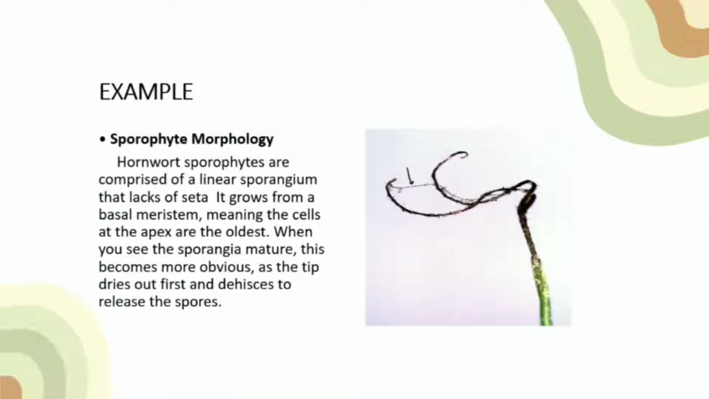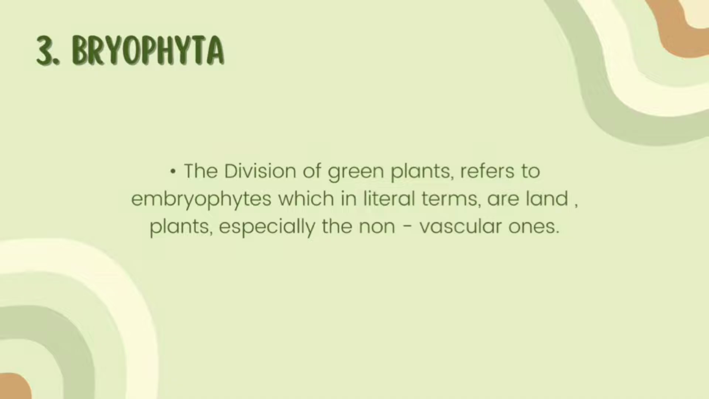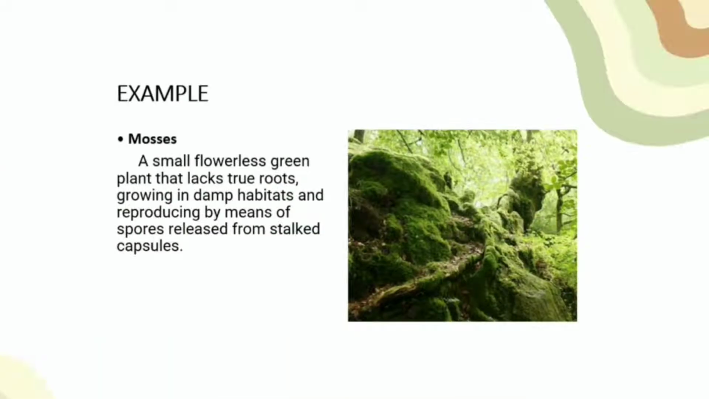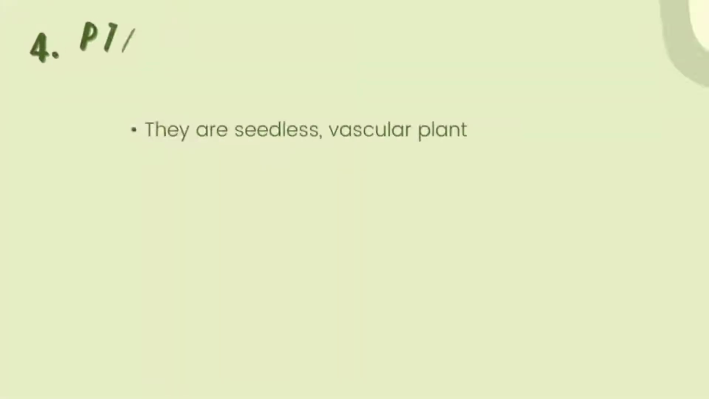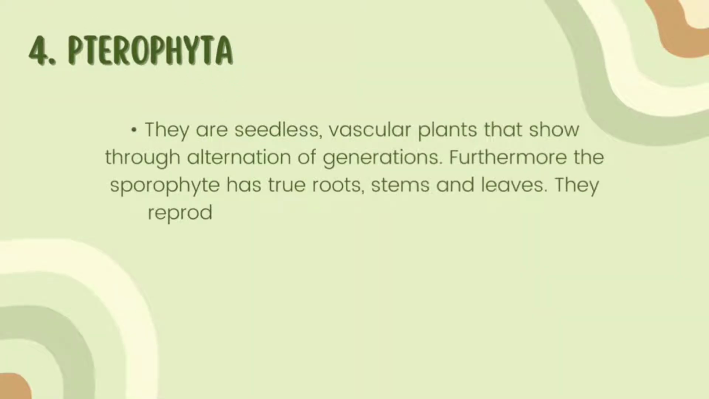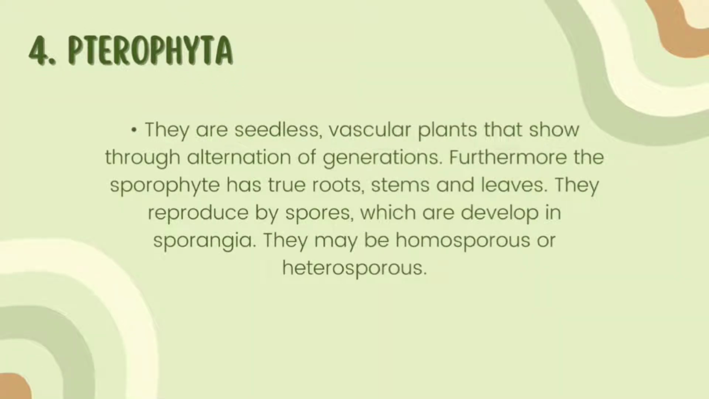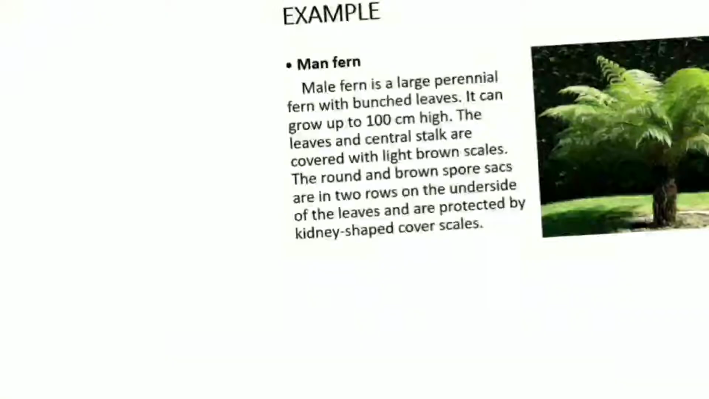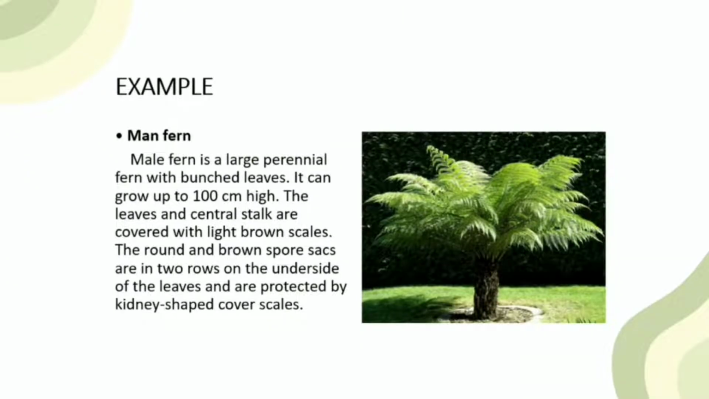Example, sporophyte morphology, which grows from a basal meristem, or the cells at the apex are the oldest. Next is Bryophyta. The division of green plants that refers to embryophytes, which in literal terms are land plants, especially non-vascular ones. The example is the mosses. Number 4. Pterophyta. They are seedless vascular plants that show true alternation of generations. Example, maidenhair fern.